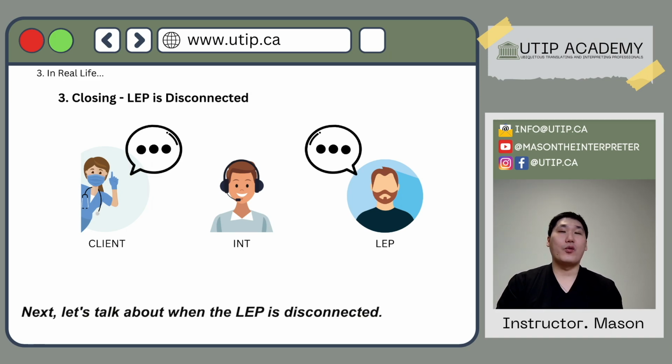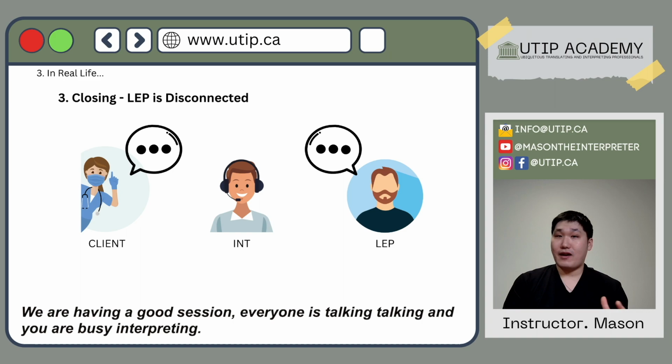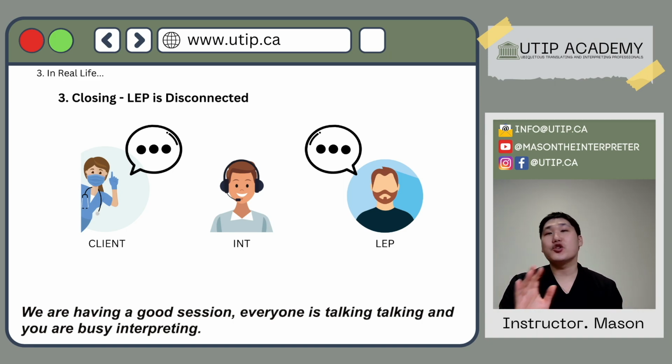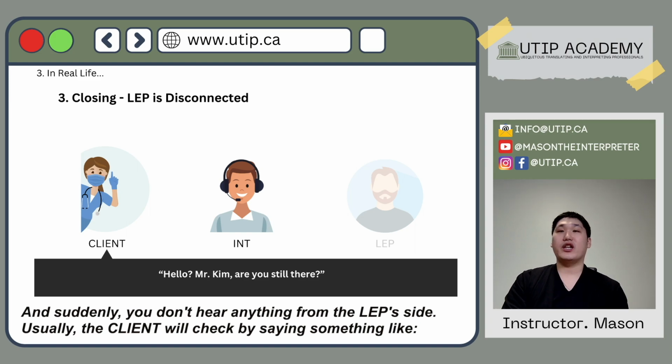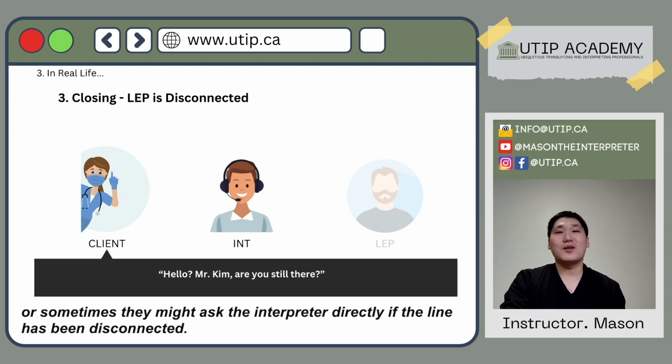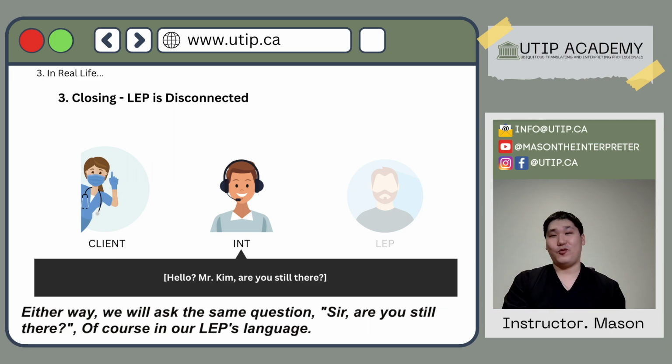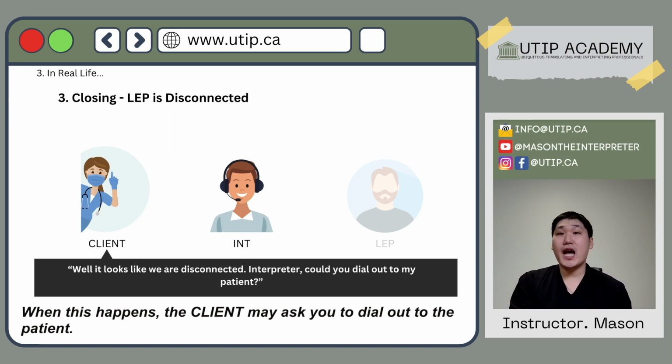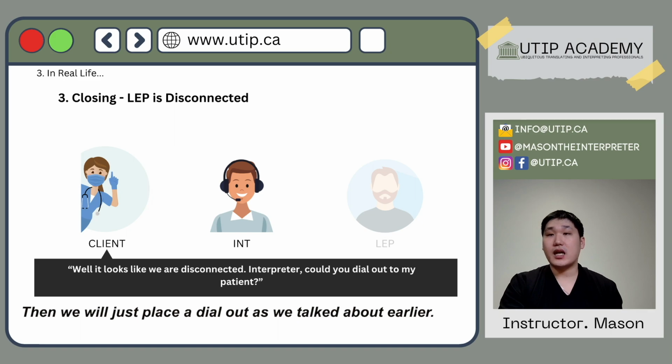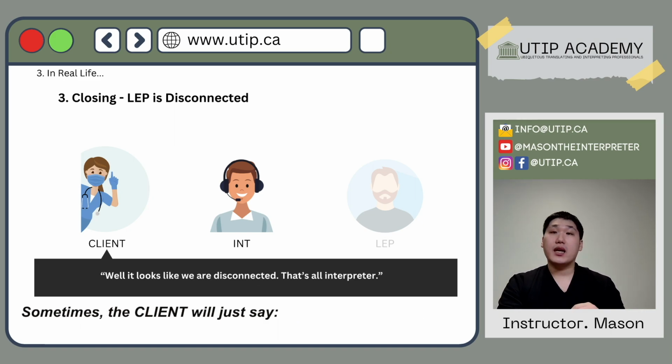Next, let's talk about when the LEP is disconnected. We are having a good session, everyone is talking, and you are busy interpreting, and suddenly you don't hear anything from the LEP side. Usually the client will check by saying something like, hello, are you still there, Mr. Kim? Or sometimes they might ask the interpreter directly if the line has been disconnected. Either way, we'll ask the same question: Sir, are you still there? Of course, in our LEP's language. When this happens, the client may ask you to dial out to the patient. Then we'll just place a dial out as we talked about earlier. Sometimes the client will say, oh well, that's all then. Thank you, interpreter.